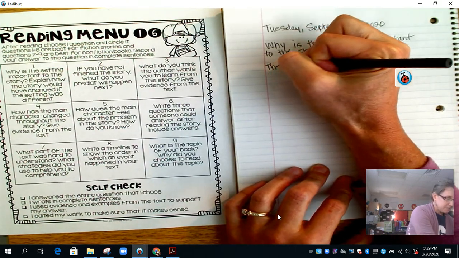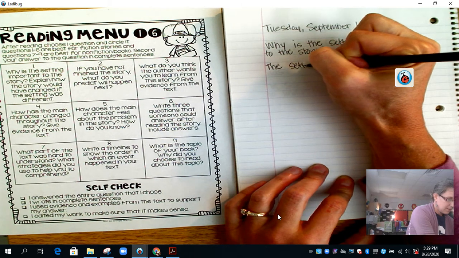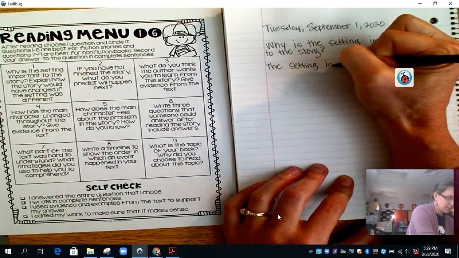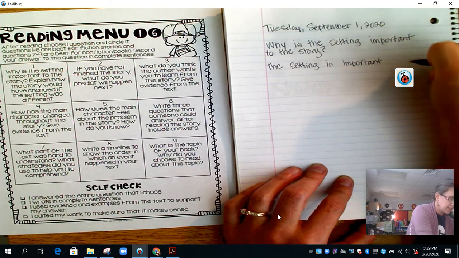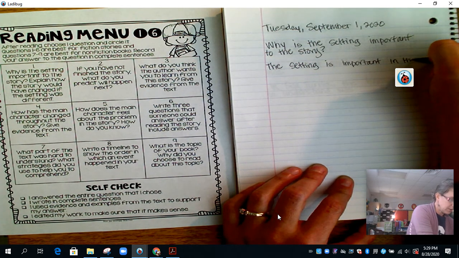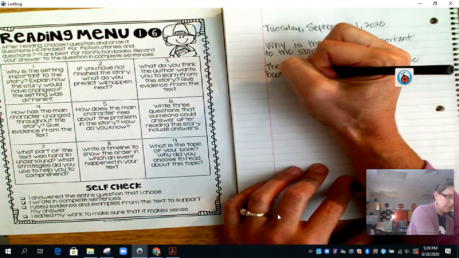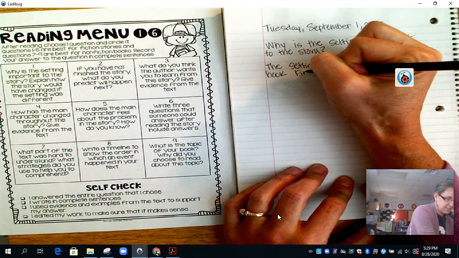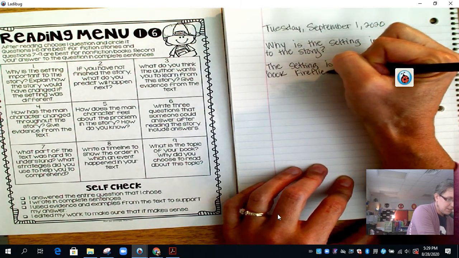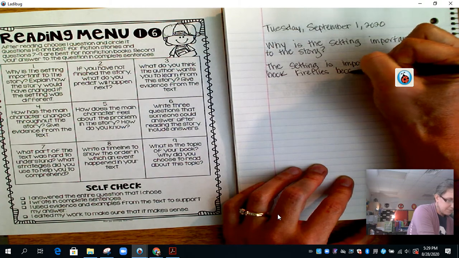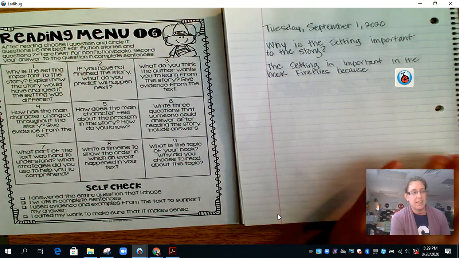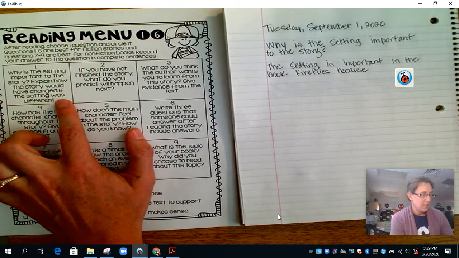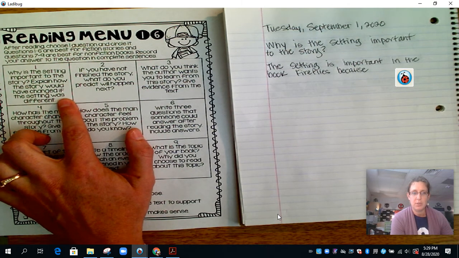The setting is important in the book Fireflies because, and then you'll finish that sentence. And then I'd like you to try and come back over here. Explain how the story would have changed if the setting was different.